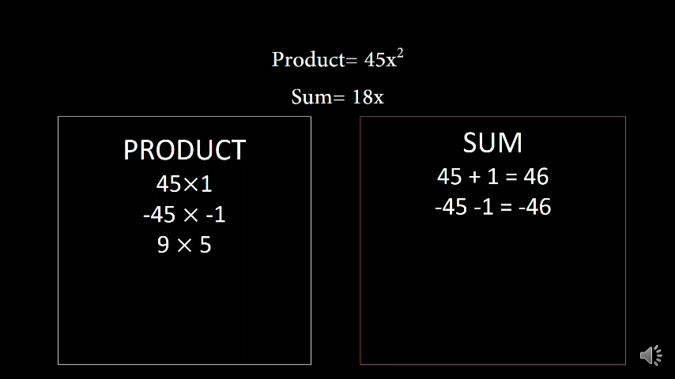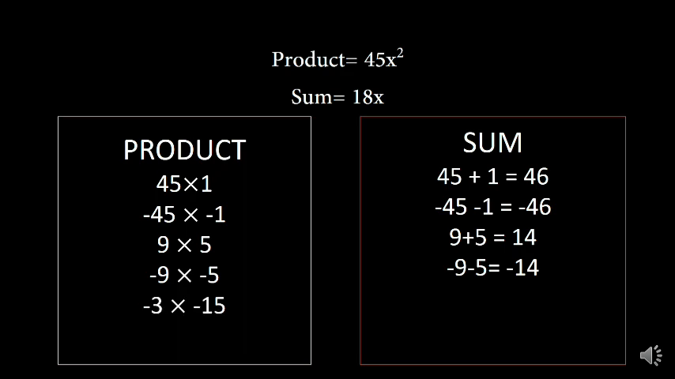So the next one is 9 times 5. 9 times 5 is 45. But 9 plus 5 is 14. So the next one is minus 9 times minus 5. Minus 9 plus minus 5 is equal to minus 14. So I can't use this to solve this question. Let's move to the next one. The next one is minus 3 times minus 15. That is equal to 45. So minus 3 plus minus 15 is going to give me minus 18. If you notice, this particular one looks similar to the sum, but the sum is not minus 18. It is 18. So let's continue the search.